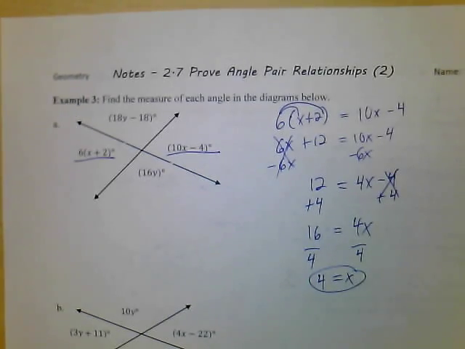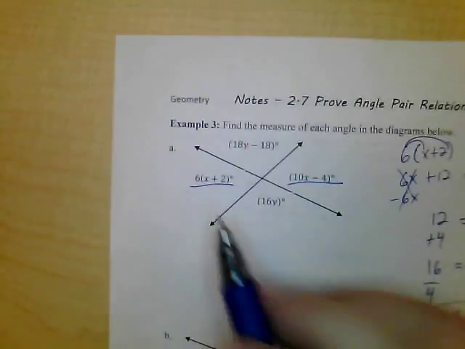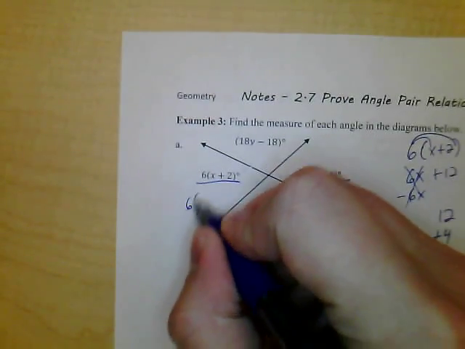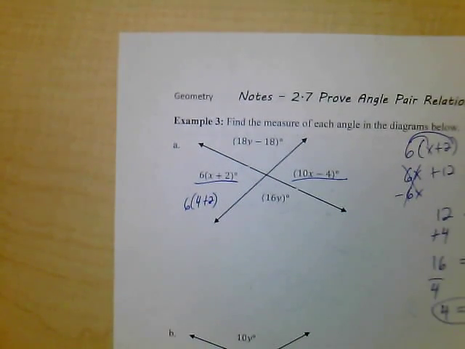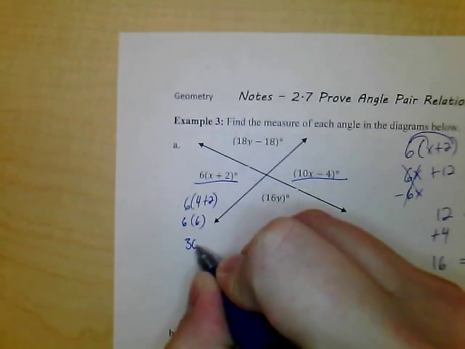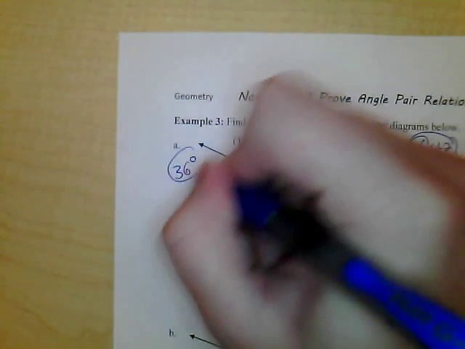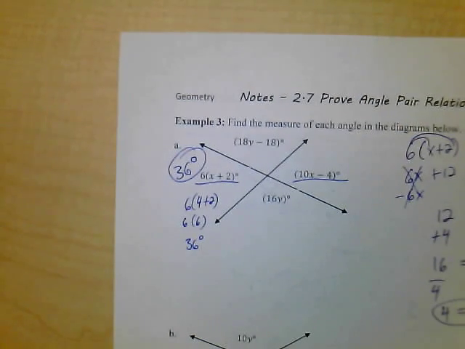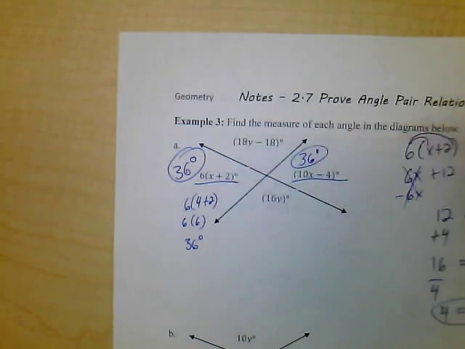So in order to find the angle measures, we need to take this x value and plug it back into one of these equations. So let's take, say, 6 times, instead of x, we'll write 4, because that's what we found x equals. So that's 6 times, and 4 plus 2 is 6, which is 36. So that means that this angle here is 36 degrees. Well, vertical to that is this angle here, so we could say that this is 36 degrees.